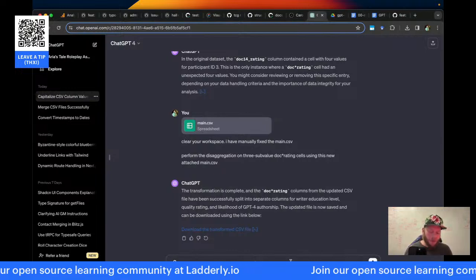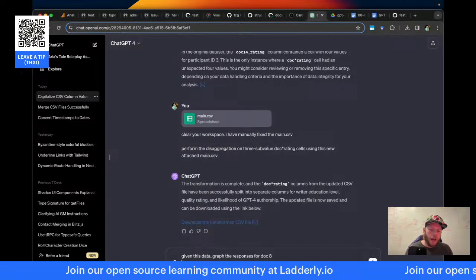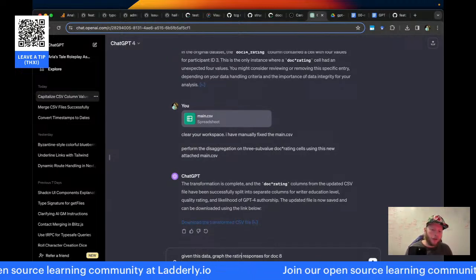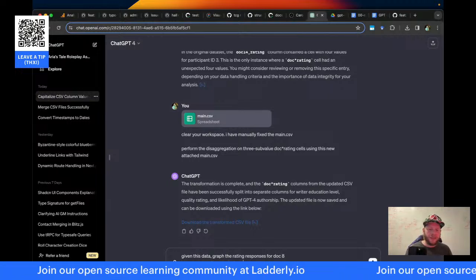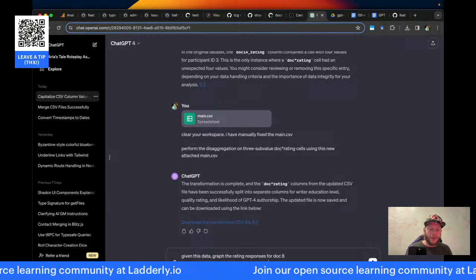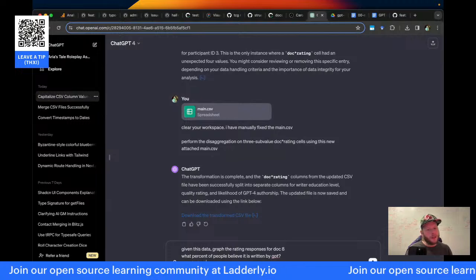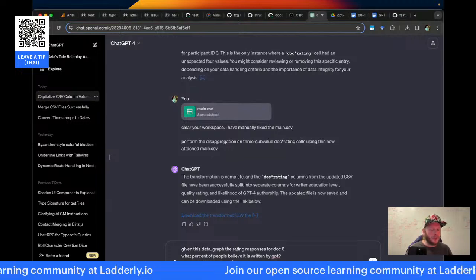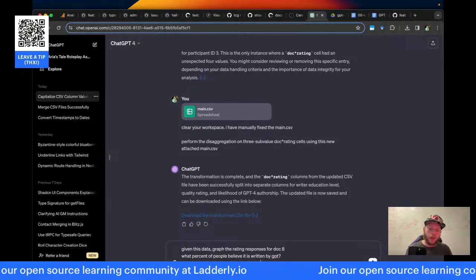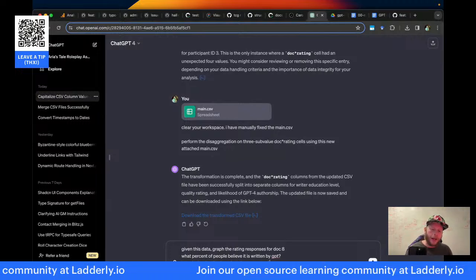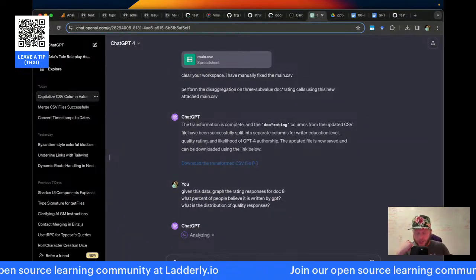Given this data, graph the responses for doc 8. Graph the rating responses for doc 8. What percent of people believe it is written by GPT? What is the distribution of quality responses? Yeah, let's go with that. What's your stack? Well, we're doing data analysis, so it's 100% Python.